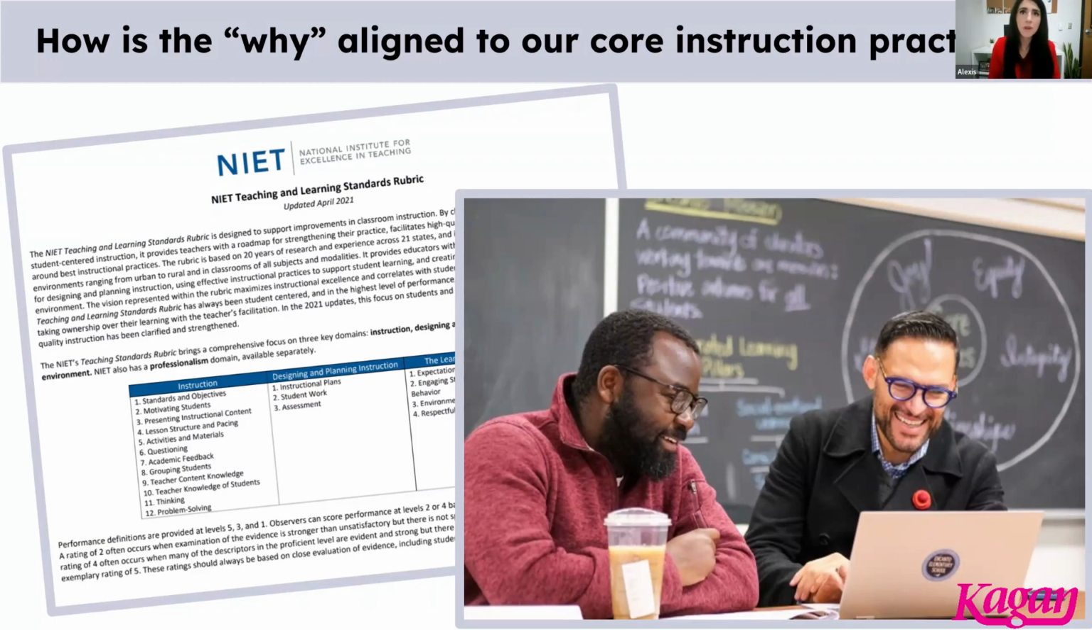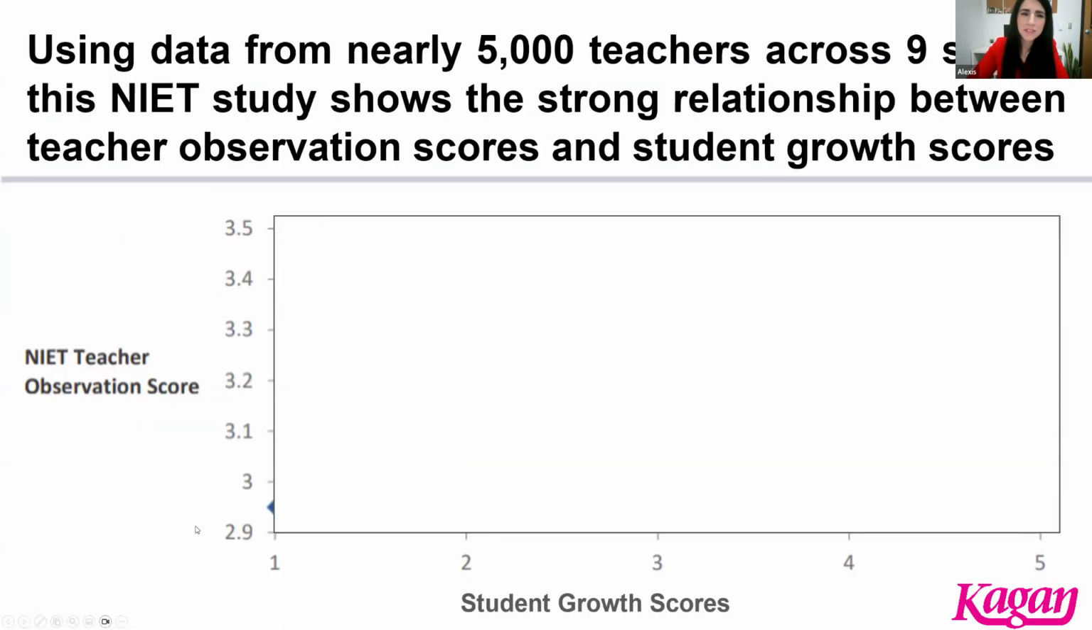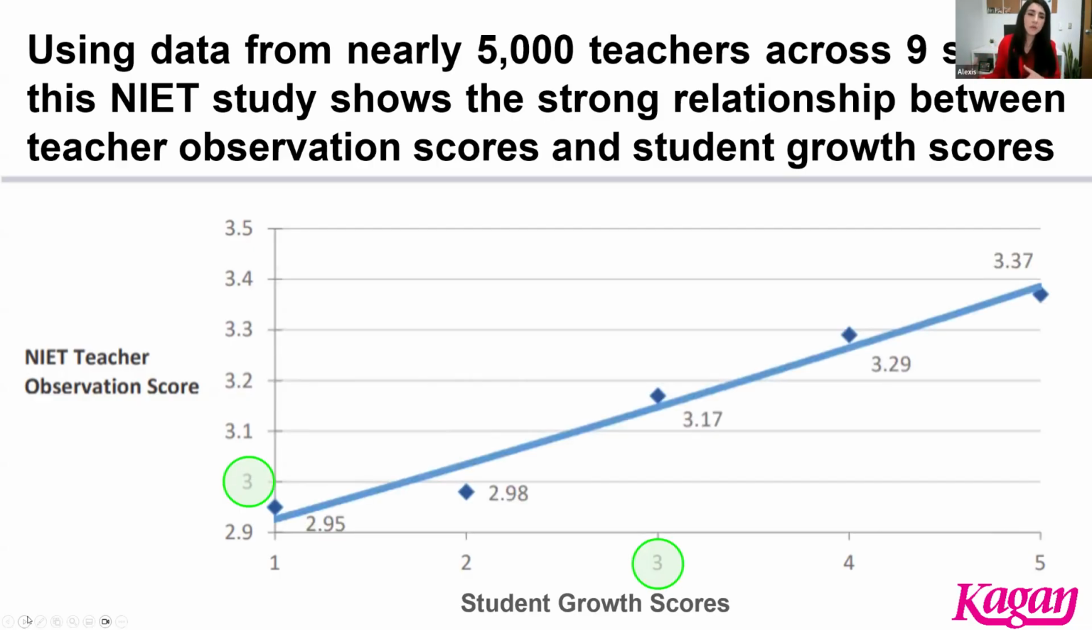And so we really wanted to ground ourselves in the things that we really care about and the things that we do well, which our core values and our rubric for teachers really helps guide our thinking. And so with the NIET rubric, they use data from over 9 states, 5,000 teachers to really show that relationship between a teacher's observation scores and student growth scores. So with the next point, you'll see that a 3 would be a proficient student growth, and a 3 would be a proficient teacher practices on an observation.